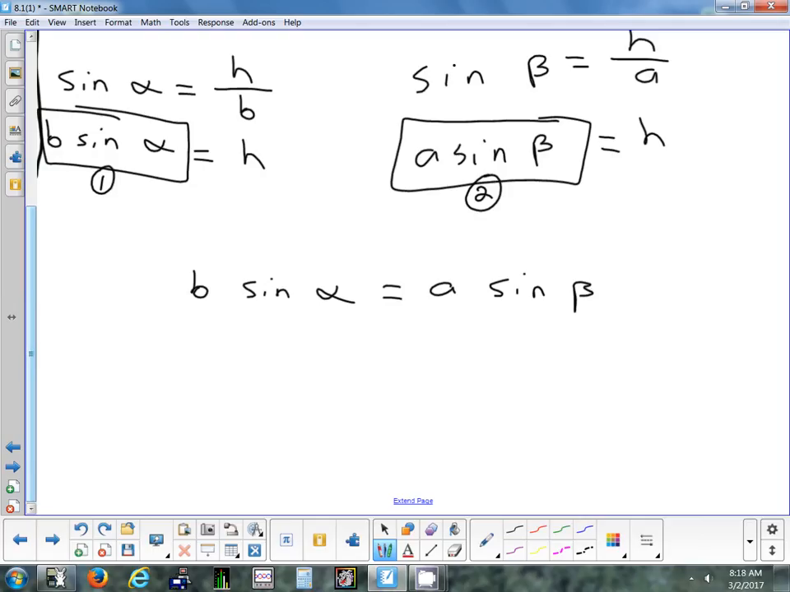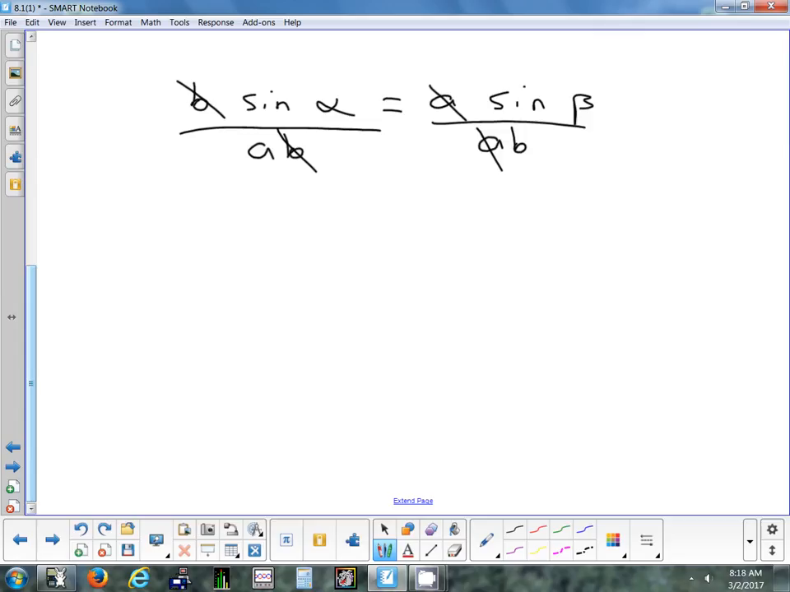Now, I would like to put the B over with beta, and I'd like to put the A over with alpha. So how would I move B to the right side? Yeah, we'll divide by B. And how would I move A to the left? Yep, divide both sides by A. So that's going to cancel the B. That's going to cancel the A. Okay, and now we have the first two parts of the law of sines. The sine of alpha over A equals the sine of beta over B.